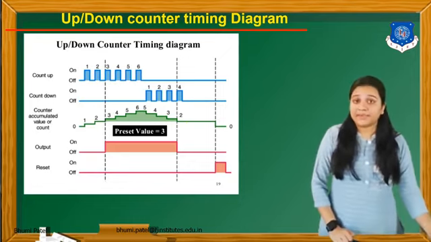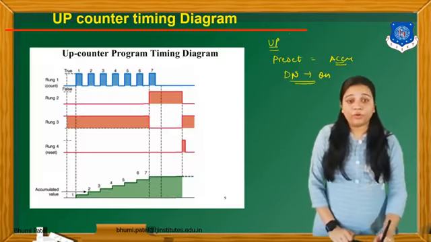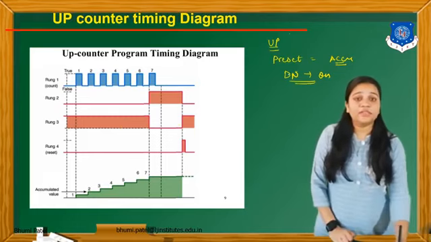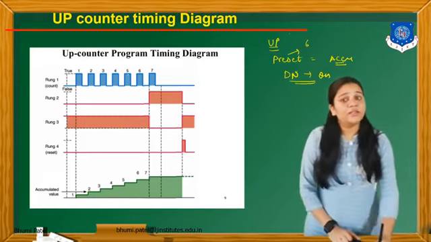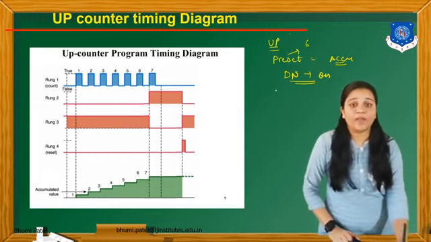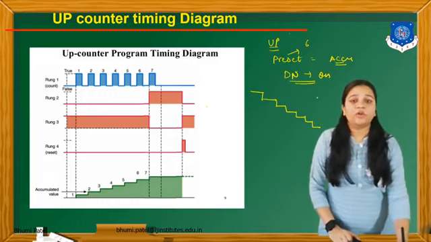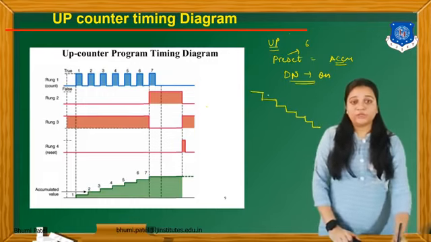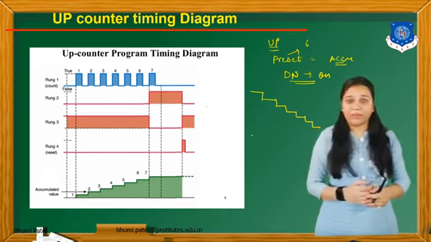If in the exam they ask you to draw the down counter, you simply have to draw it in this manner. Suppose the preset value given is 6. Whenever the rung condition goes from false to true, we start from the maximum value. So we start from 6, then 5, 4, 3, 2, 1 and 0, and after 0 the done bit will be on. So this is the change for the down counter timing diagram.